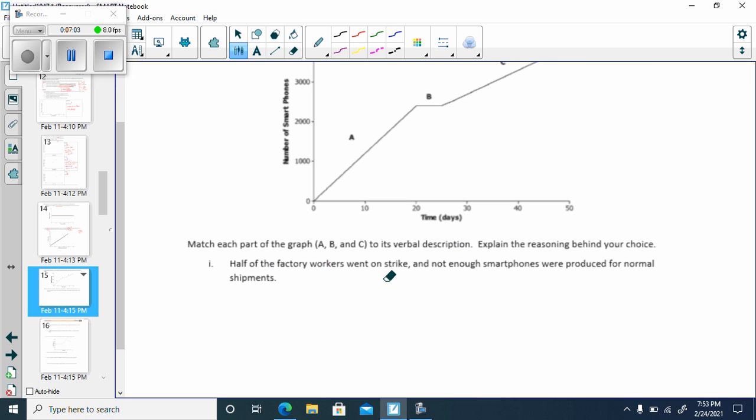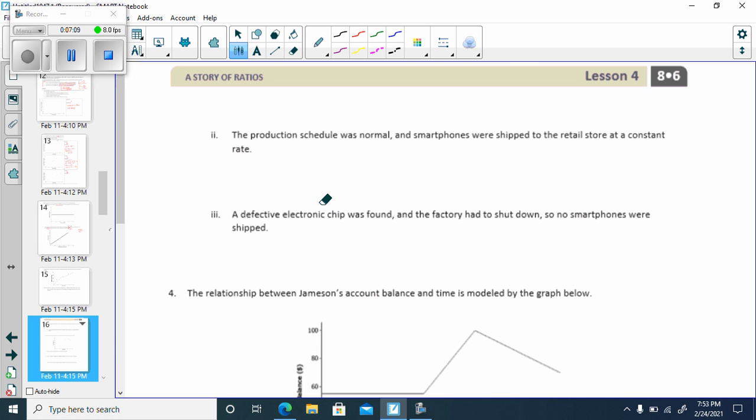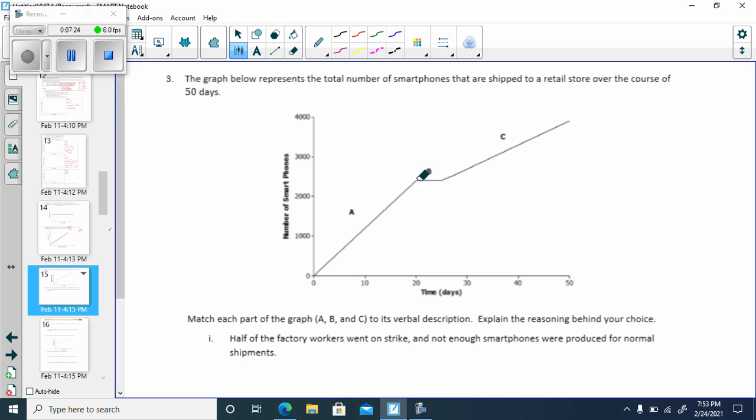Half the factory workers went on strike and not enough smartphones were produced for normal shipments. Here are others on the next page. The production schedule was normal and smartphones were shipped to the retail store at a constant rate, or a defective electronic chip was found and the factory had to shut down, so no smartphones were shipped. Well, let's see where none were shipped. None were shipped would be B, wouldn't it?